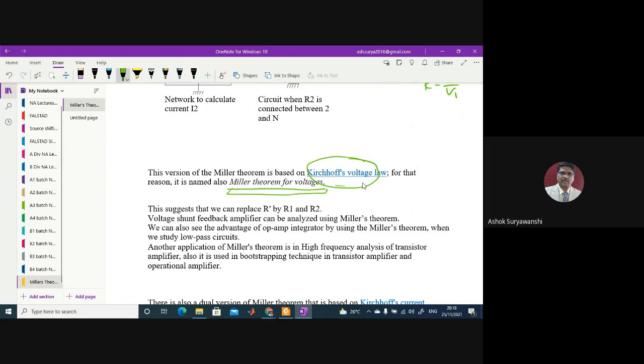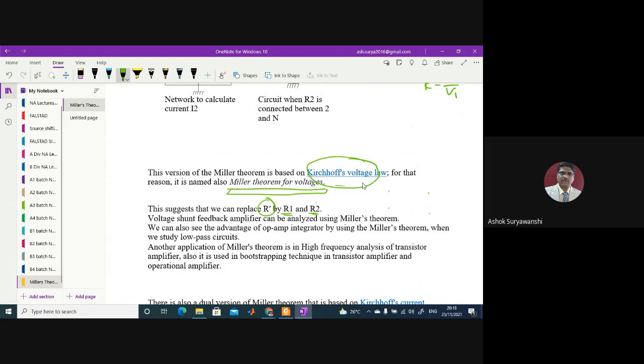This suggests that we can replace R dash in the above example by two resistances, R1 and R2. That means R1 will come between the input node and the ground, and R2 will come between the output node and the ground. And then it gets simplified.